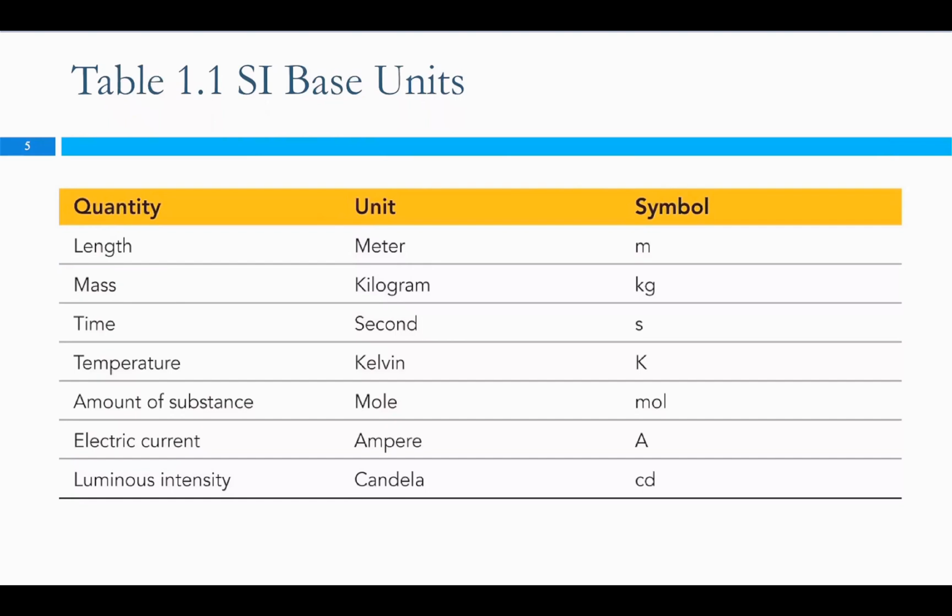So time is in seconds. That one's easy. Temperature is in Kelvin, which is very closely related to degrees C. The amount of substance is actually the mole. So if we're talking an amount of carbon, that'll be in moles. And the ones that we're really not going to use are electric current, the ampere, or luminous intensity, which is the candela. The ones that are going to be most important are meter, kilogram, second, Kelvin, and mole.